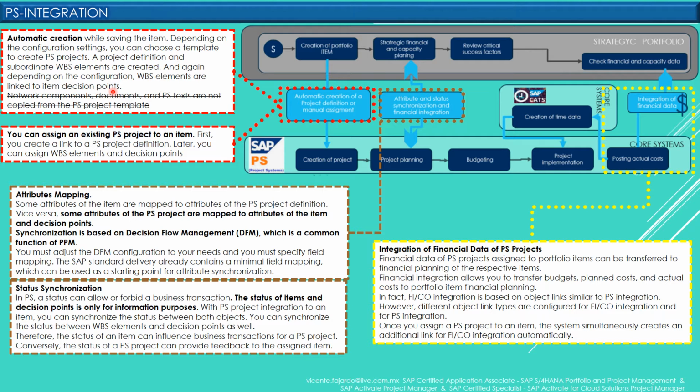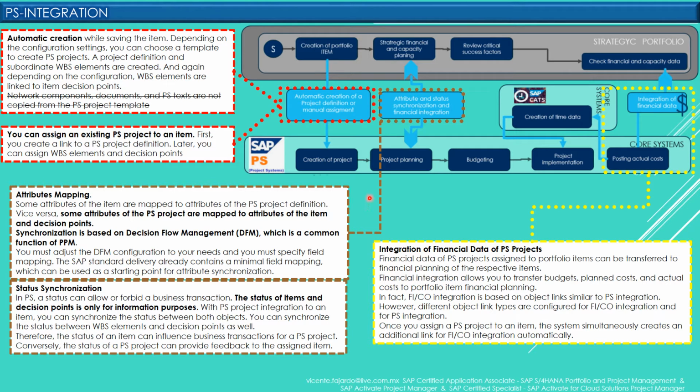Please remember that in SAP Project System we have a project definition, and then we have a hierarchy using WBS elements or work breakdown structure. So we can create the link manually. You can assign an existing PS project to an item. First, you create a link to the PS project definition, and later you can assign WBS elements and decision points.